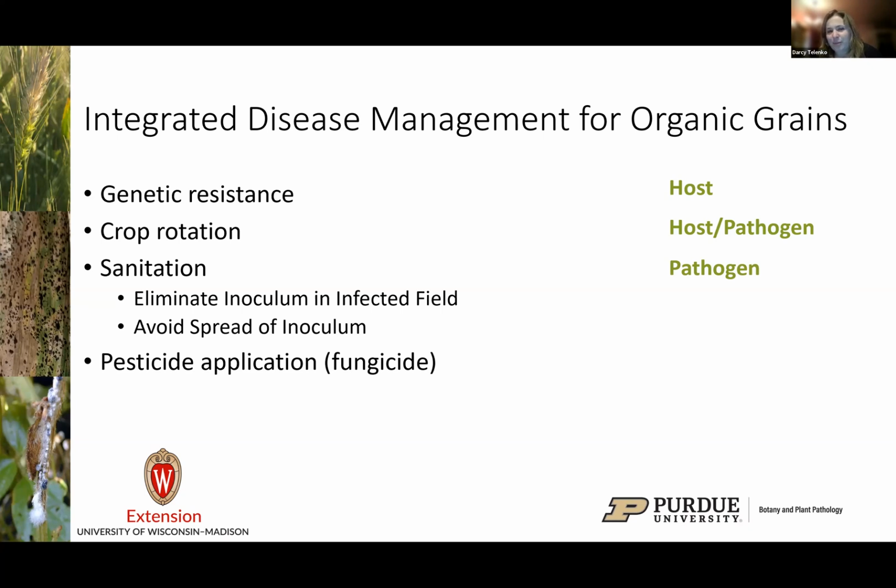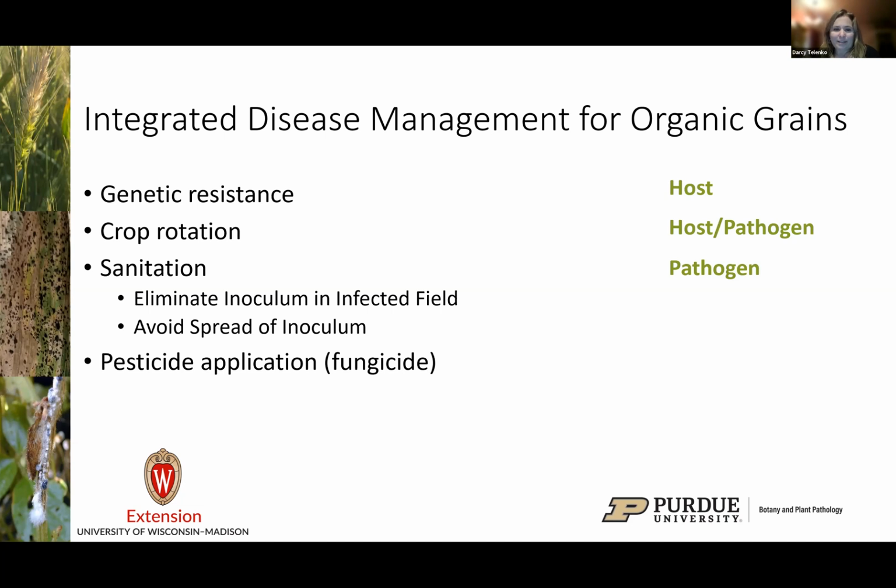And then I think it's also important to understand avoiding the spread of inoculum, with white mold being one example. If we have a field that has a bad history of white mold, we don't want to be moving those sclerotia that are surviving in the soil to a new field and then causing a problem in another field that didn't have that previous problem.